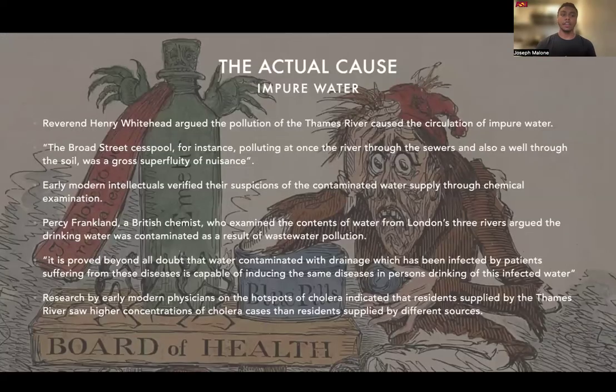Other physicians are coming on the scene, other intellectuals are coming on the scene. For example, there's a British chemist who comes on the scene. He examines the water from all three of London's rivers, and he sees that the contents that are in the drinking water are also in the wastewater, because the flow of sewage is going from the people, the neighborhoods, directly into the Thames River. And so he's seeing that there's this contamination of drinking water.